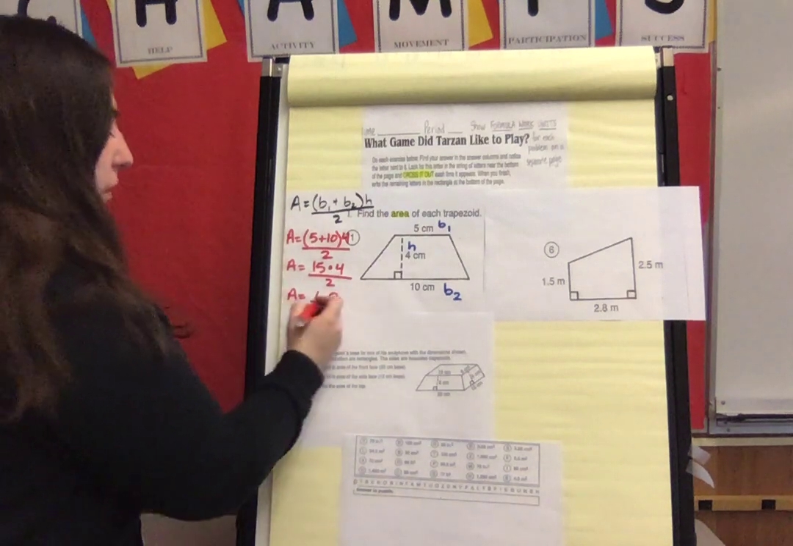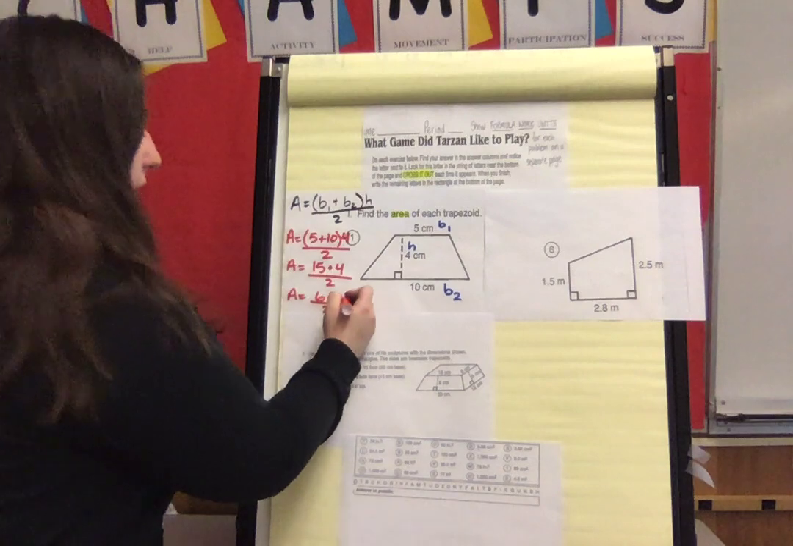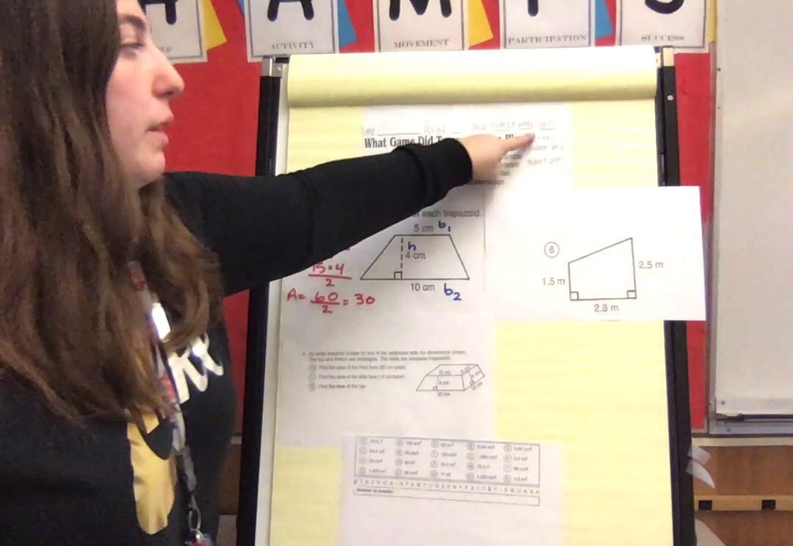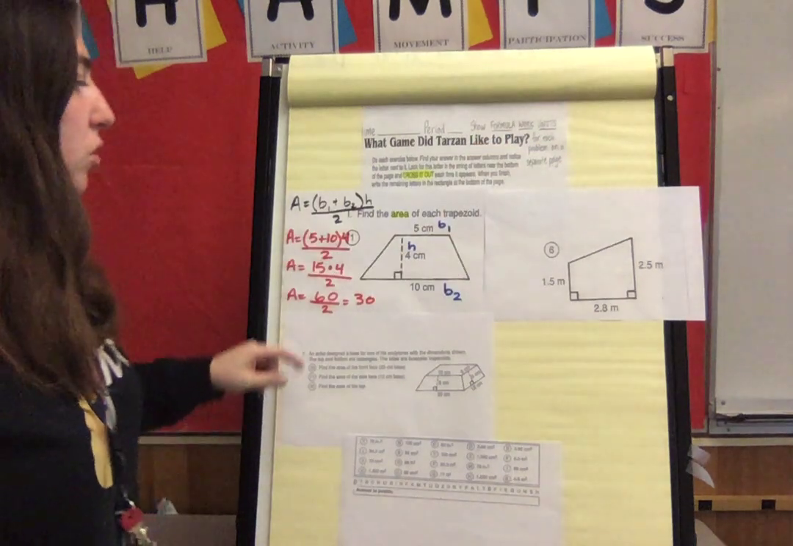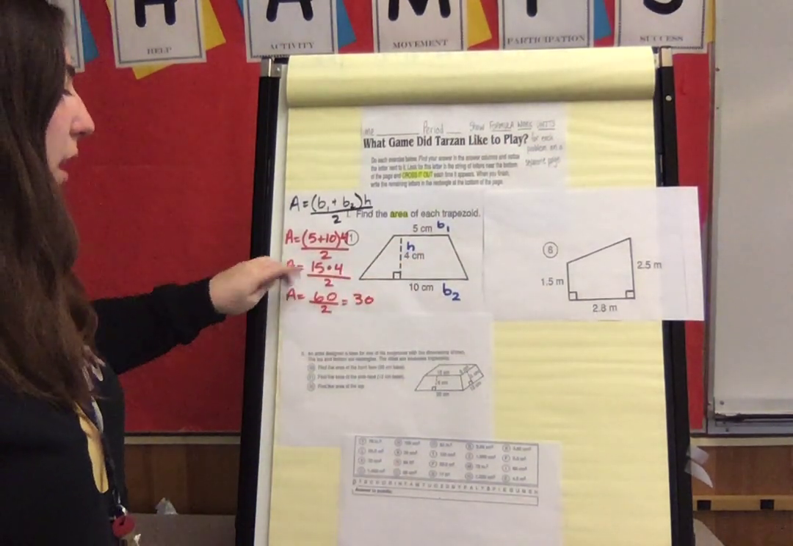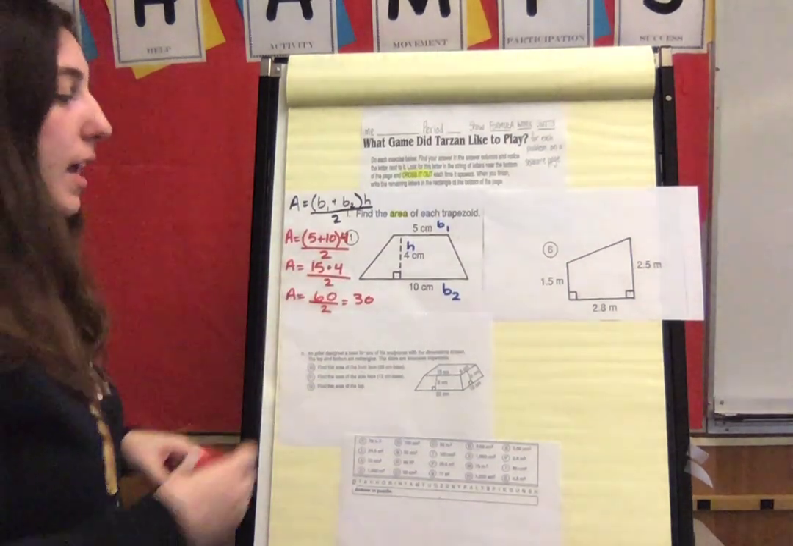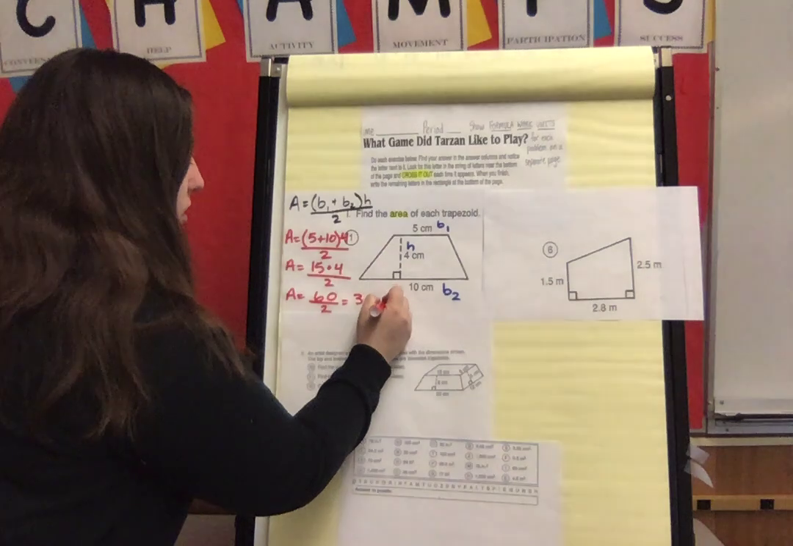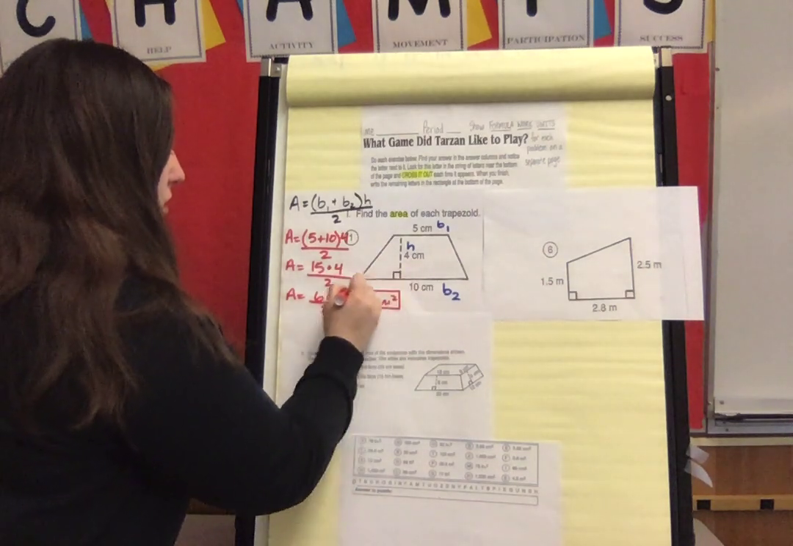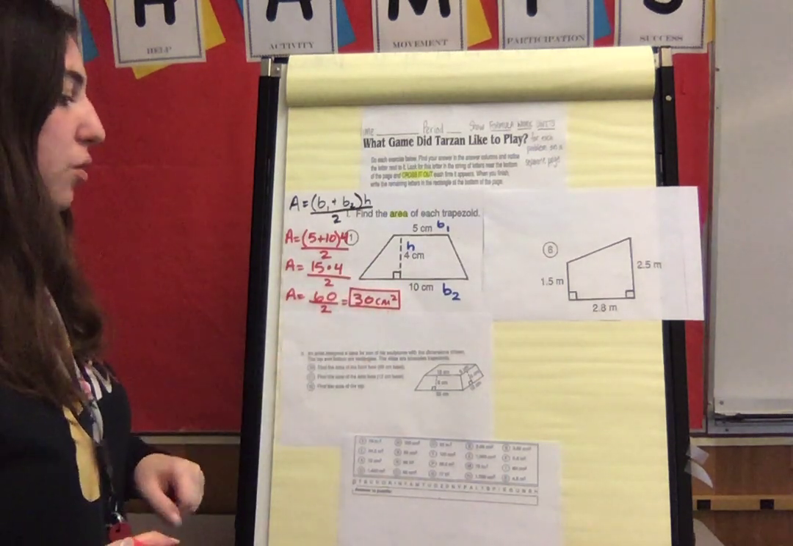And now I'm going to divide. So 60 divided by 2, that's 30. And again, I need to write my units, okay? So I know that the units are centimeters, and because I multiplied 15 centimeters times 4 centimeters, I got centimeters squared. So here's my answer. The area for this trapezoid is 30 centimeters squared.